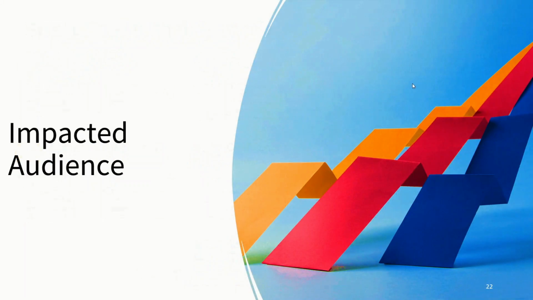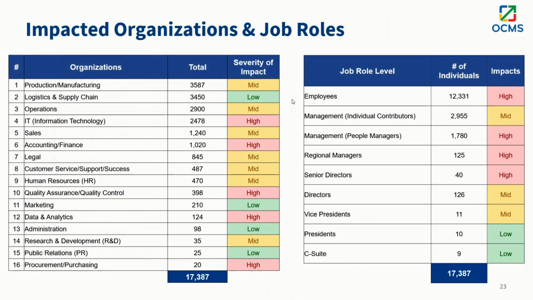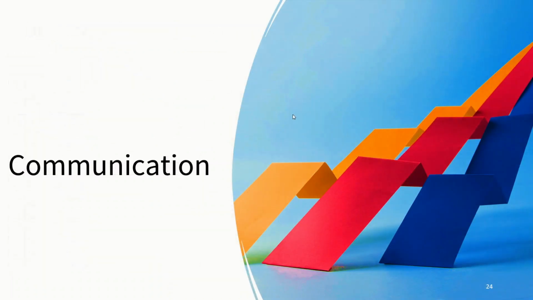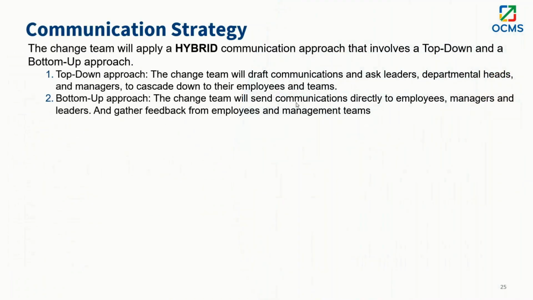The first one is when you access and you are using this template playbook, you want to ensure that you include impacted audience. Which groups or personas or job roles will be impacted by your project? You also want to include the level or the severity of impact and ensure that you socialize this slide with stakeholders and also leadership. Your communication strategies, you can leverage the ones that we currently have here on the template, but we recommend that you implement a hybrid communication approach that involves a top-down and a bottom-up approach. What exactly is this?